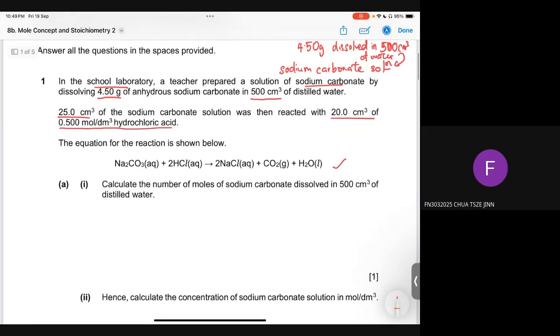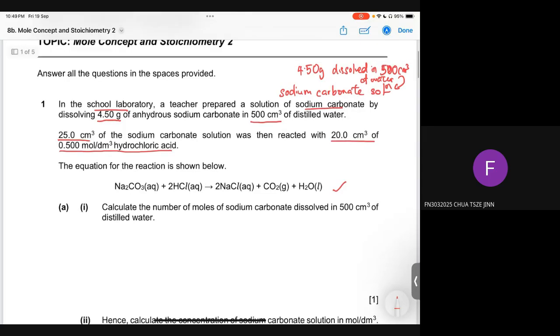So let's look at the first question. A part 1: calculate the number of moles of sodium carbonate dissolved in 500 cm cube. Actually, there's part A here, where I'm preparing the solution, and part B here, where I'm doing the reaction. So in A part 1, I'm referring to part A at the top there.